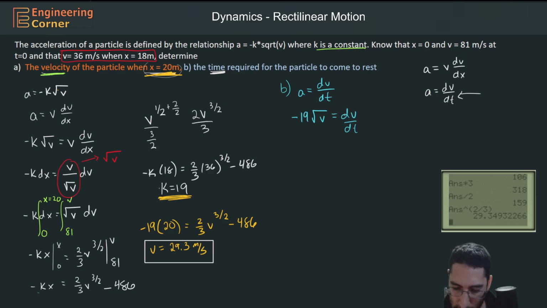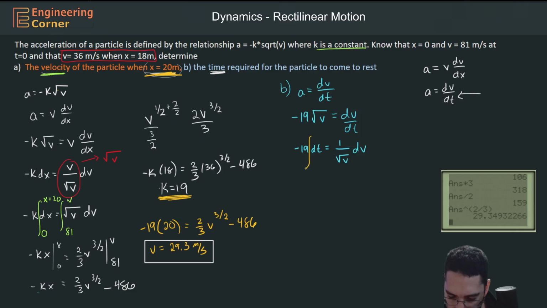Okay. So now separate and integrate. Minus 19 dt is equal to 1 over the square root of v dv. Again, it's annoying, these integrals that you don't always use all the time.